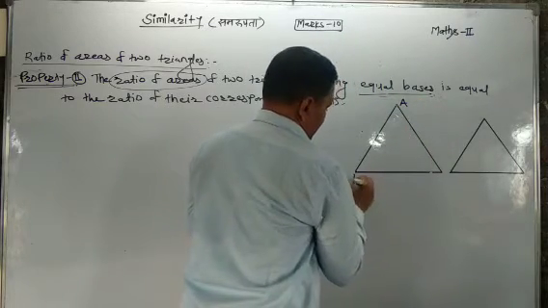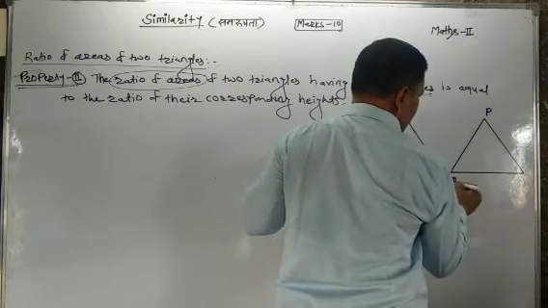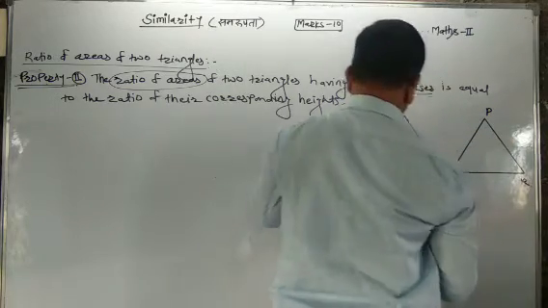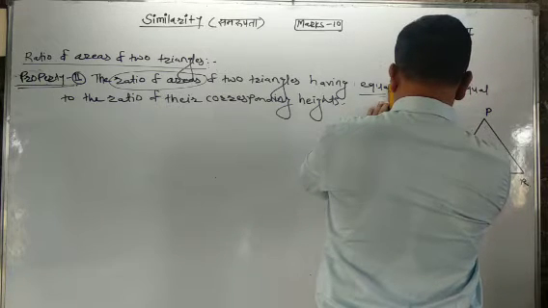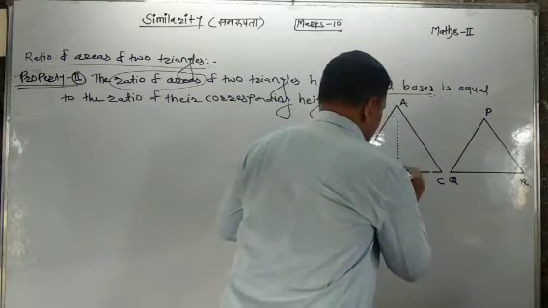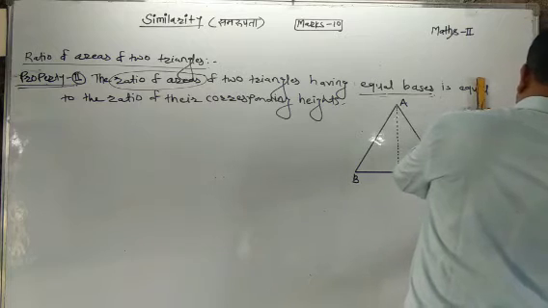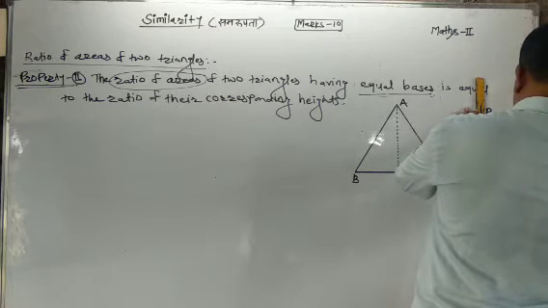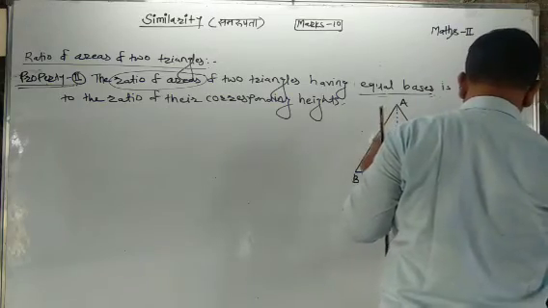Triangle ABC and triangle PQR, right? In triangle ABC, BC is the base and AD is its height. In triangle PQR, QR is the base and PS is the height. Right.